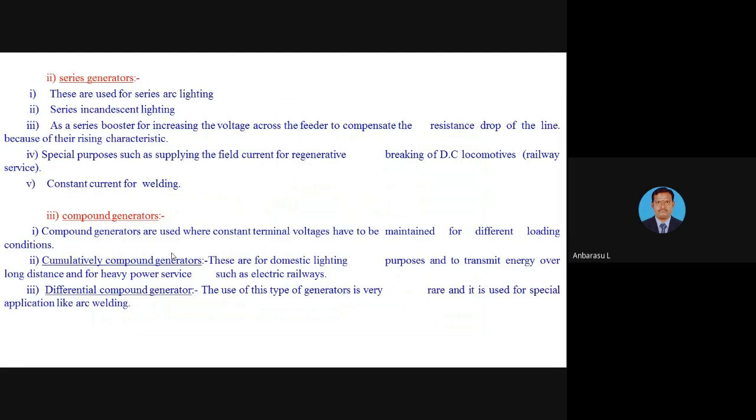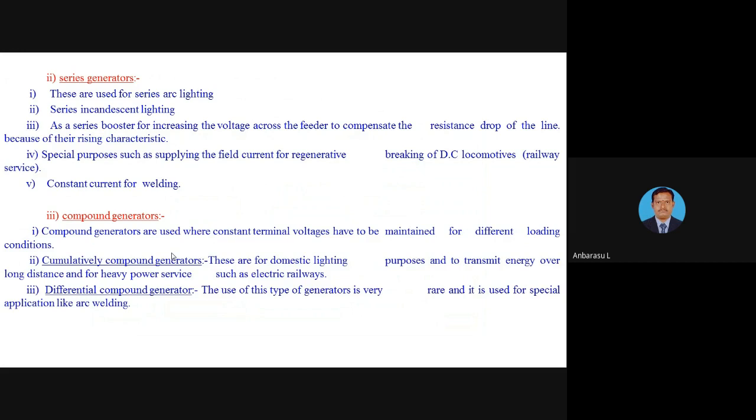Then series generators. These are used for series arc lighting, series incandescent lighting, and boosting to increase the voltage across feeder circuits. Special purpose applications include regenerative braking of DC locomotives in railway service. Then constant current for welding purposes. These are the series generator applications.